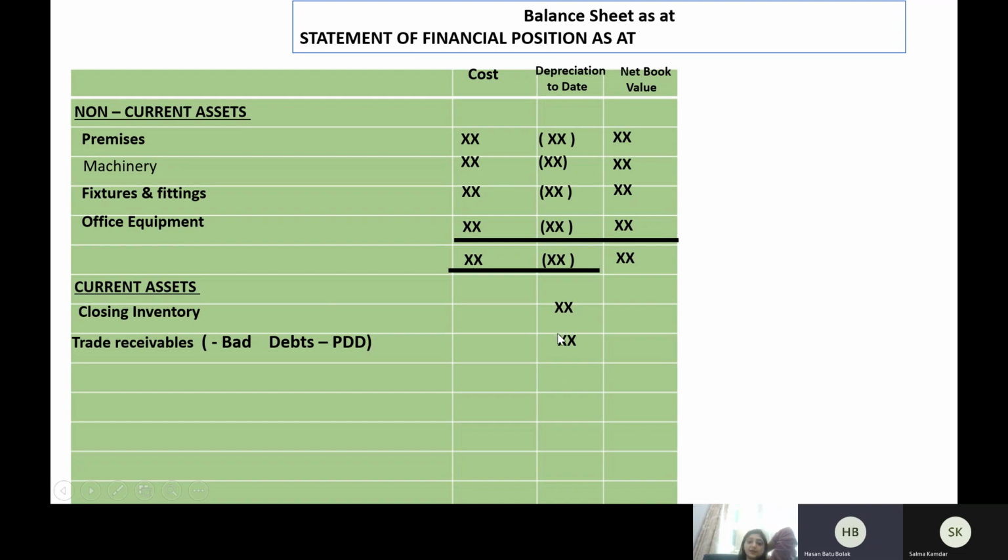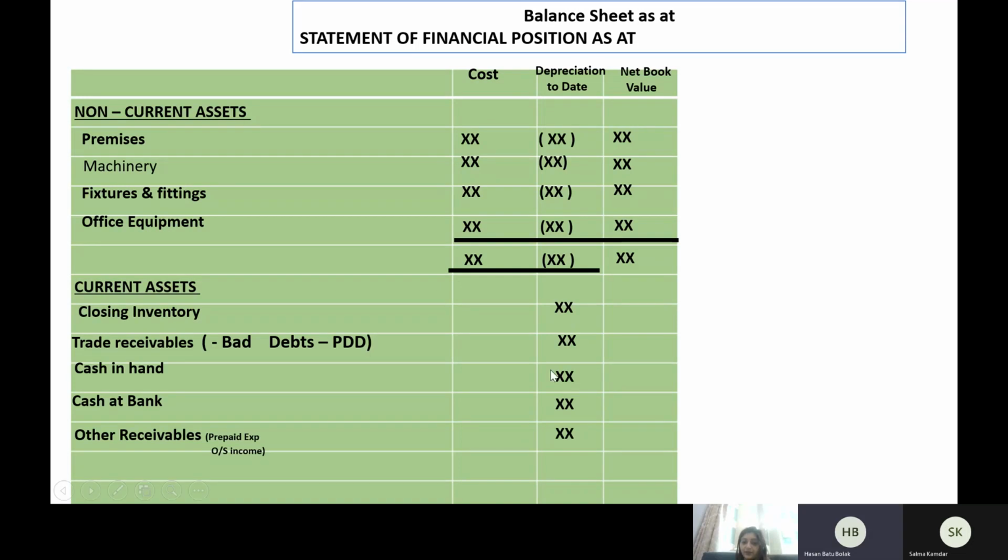I'm writing in the second column. Can you see this? Yeah, I can see them. Trade receivable. Then cash in hand, cash at bank, and other receivables. Other receivables is made up of outstanding income and prepaid expenses.